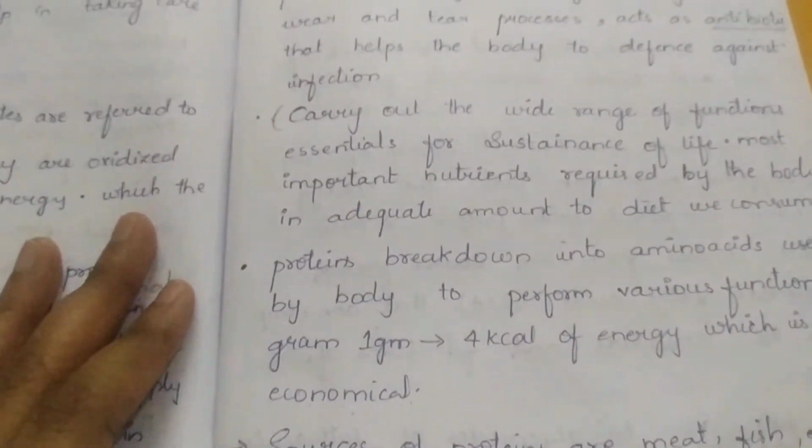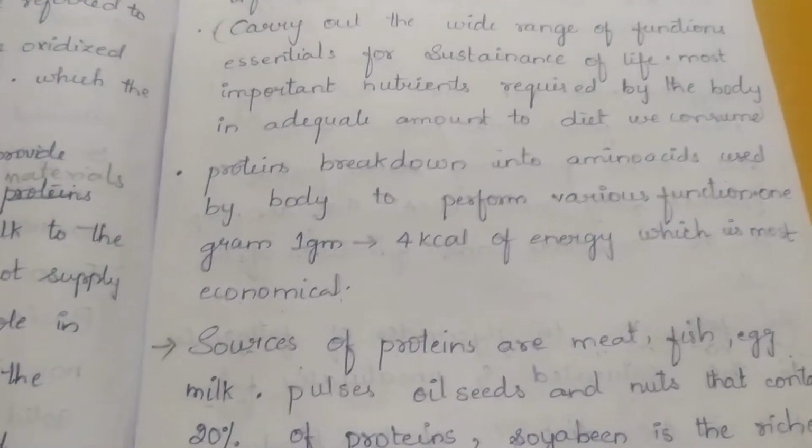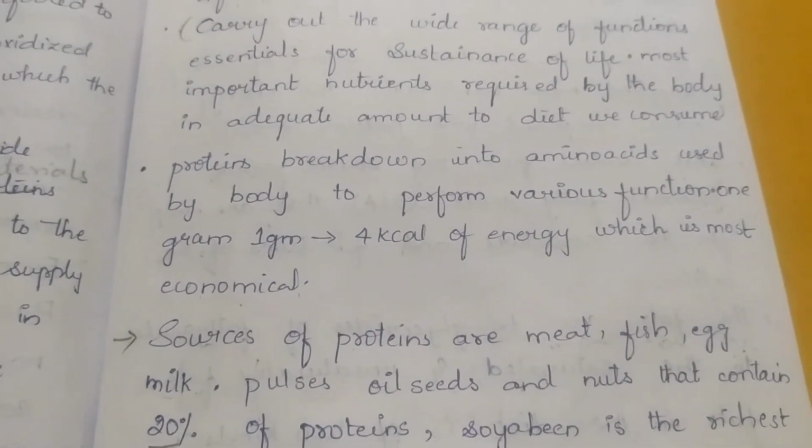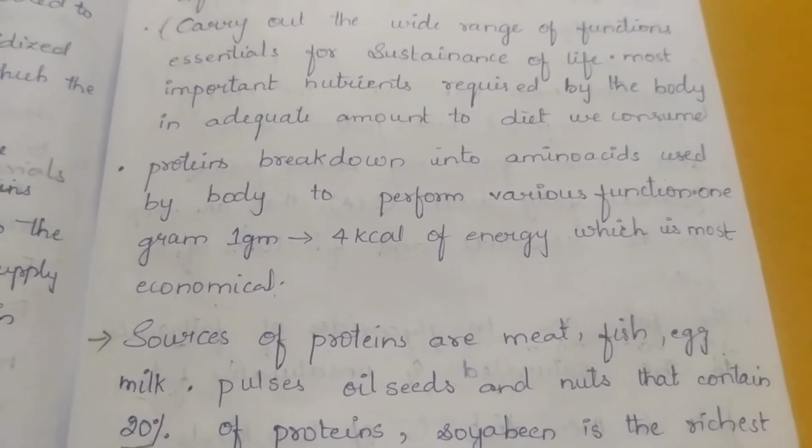Now let's leave this point. Let's go to this. Protein breaks down into amino acids used by the body to perform various functions. 1 gram of protein equals 4 kilocalories of energy, which is the most economical.